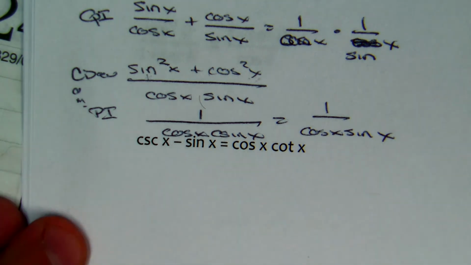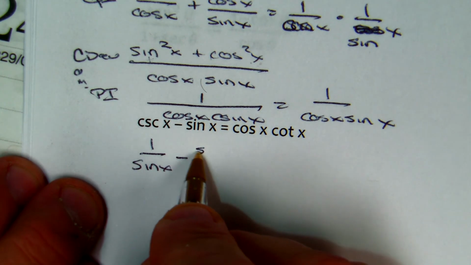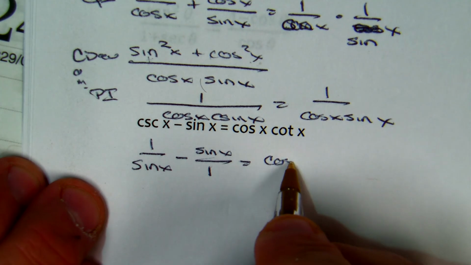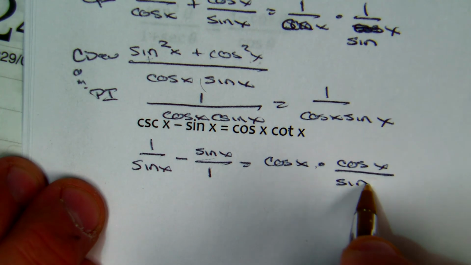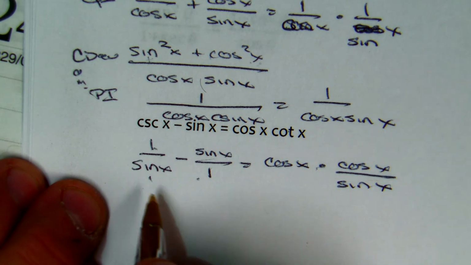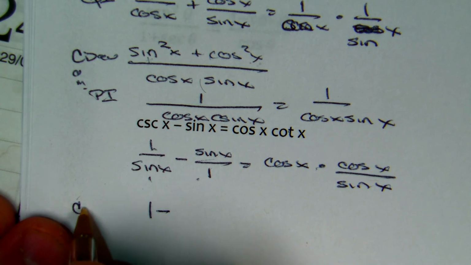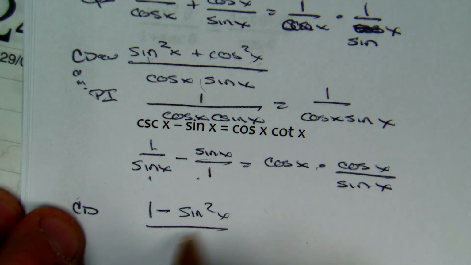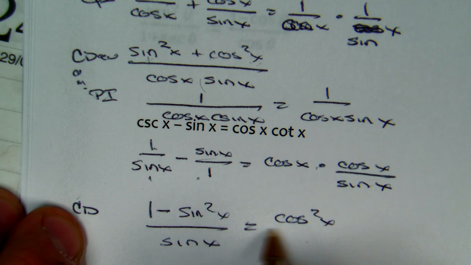Alright? Same idea underneath. Cosecant x is 1 over sine x minus sine x over 1 equals cosine x, and then cotangent x would be cosine x over sine x. This has a sine x, that doesn't, so this becomes 1 minus, so I multiply by the opposite denominator. Again, that's finding a common denominator. Sine over times sine is sine squared x over sine x equals cosine squared x over sine x.